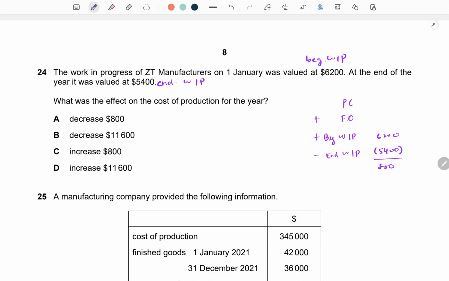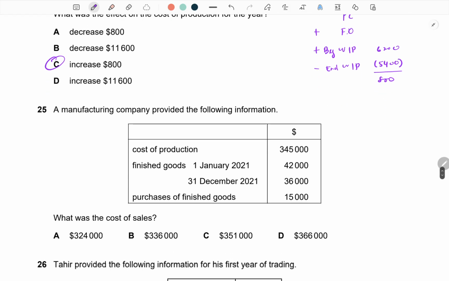This 800 is positive. Will it increase or decrease your cost of production? Obviously it increases because it's positive. You need to plus everything, meaning prime cost plus factory overhead and also plus the difference of beginning and ending work in progress. Because it's positive, it increases by 800.